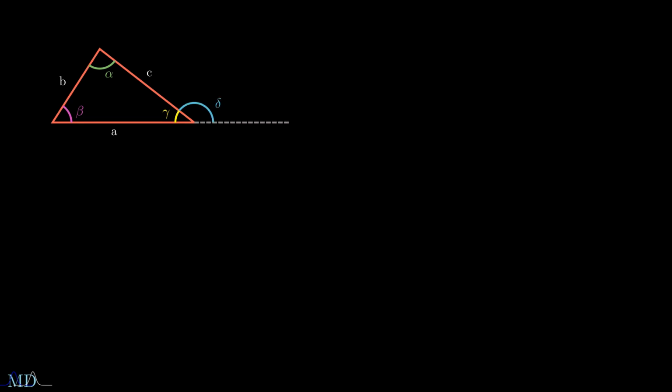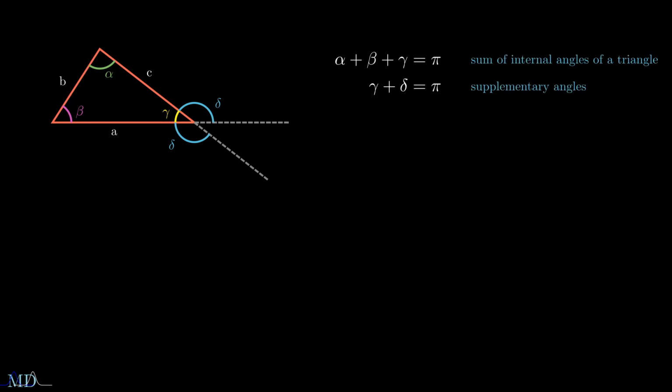For each vertex of the triangle, the exterior angle is the angle between a side of the triangle and the adjacent extended side. Delta is the exterior angle in this case. However, for a given internal angle of a triangle, we can construct the exterior angle in two different ways, as shown in the figure.